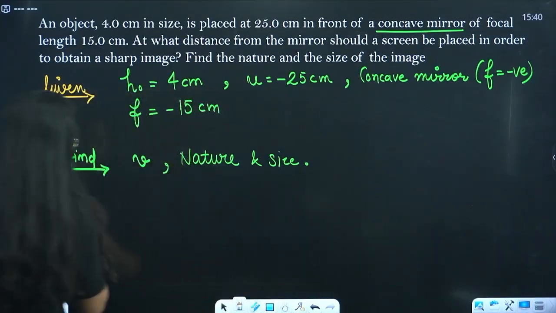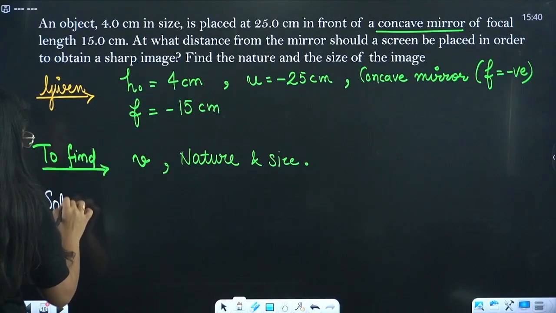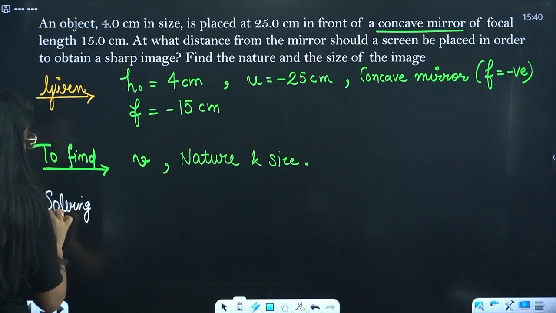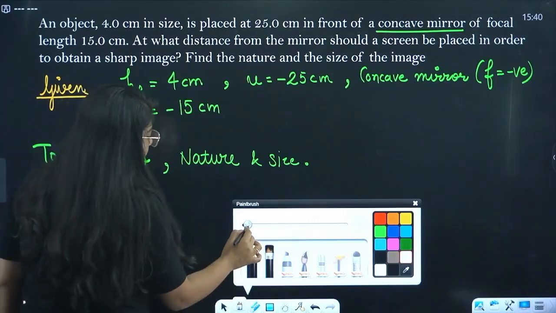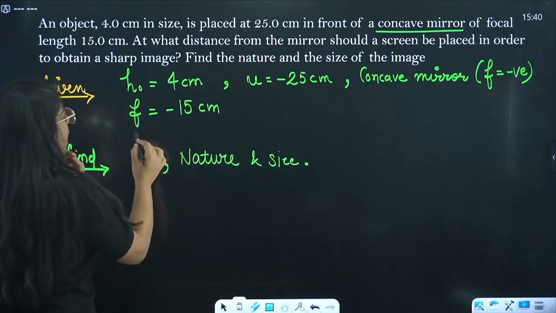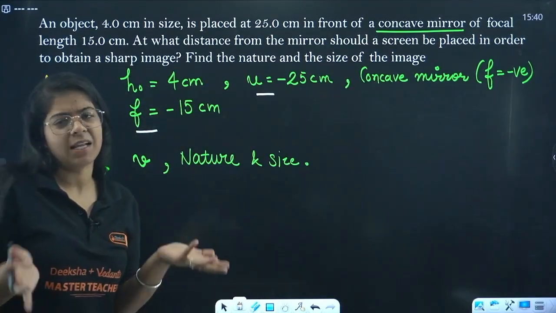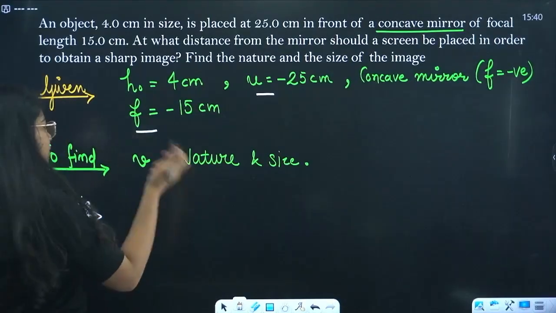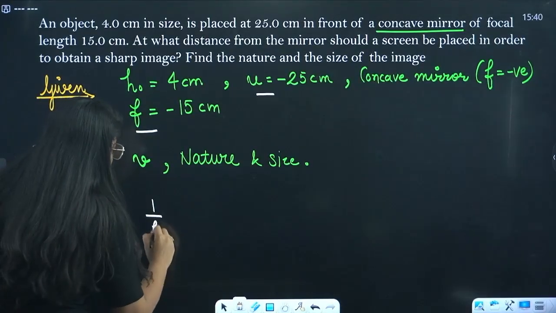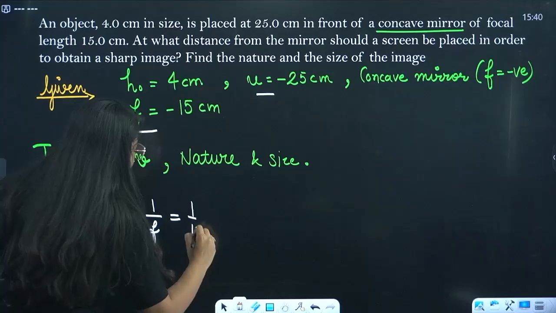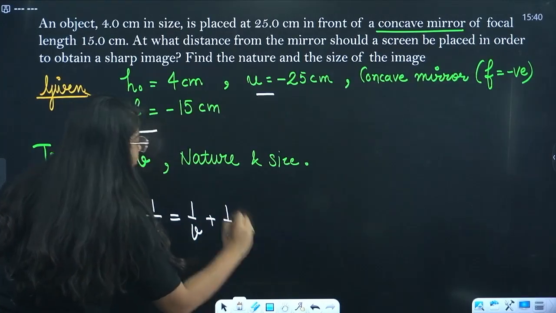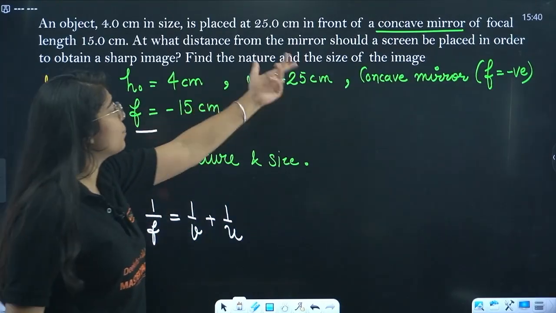Now beta, while solving this, how you have to think is the main part here. Okay ma'am, I am given the focal length, I am given u, I have to find v. Very basic, very easy. I'll just use the mirror formula. Okay, let's use the mirror formula. 1 by f equals 1 by v plus 1 by u.